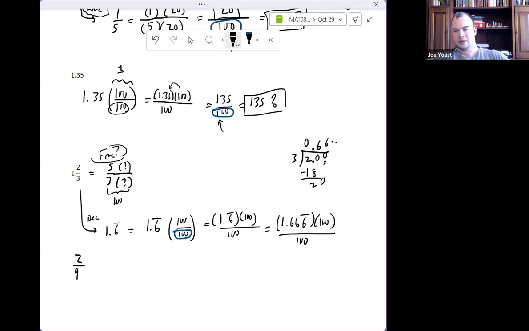This 100 says move my decimal point 2 places to the right. So that's 166.6 repeating over 100, or this would be 166.6 repeating percent. Or we might round this to the nearest percent and say this is approximately 167%.